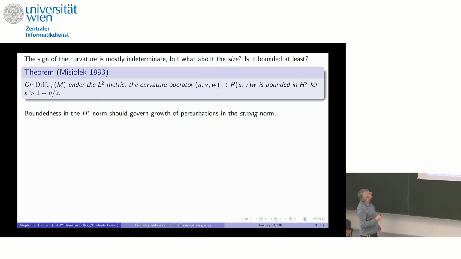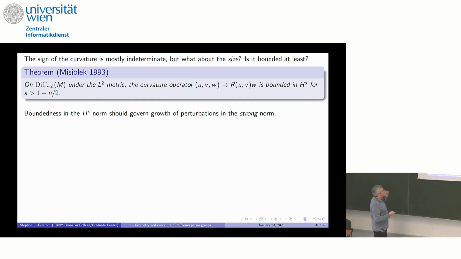So Gerhard proved, using the H^0, L2 metric, this curvature operator on H^s functions, H^s velocity fields, is an operator from U, V, and W, all in H^s, to other H^s vector fields. And he proved that's a bounded operator. And that's supposed to tell you, ideally, about growth of perturbations in the H^s norm, in the strong norm. You might think there's a Rauch comparison theorem for that. There isn't. So what do I do with that? I know what to do with sectional curvature, but this is not sectional curvature.